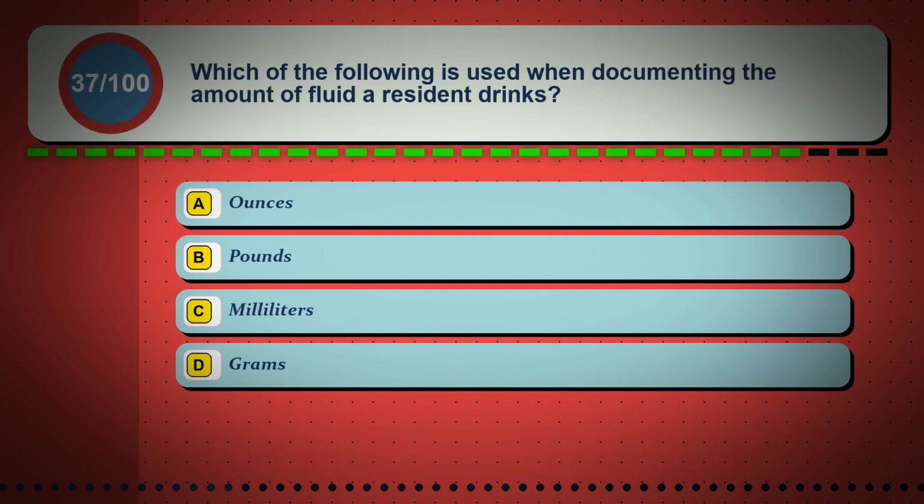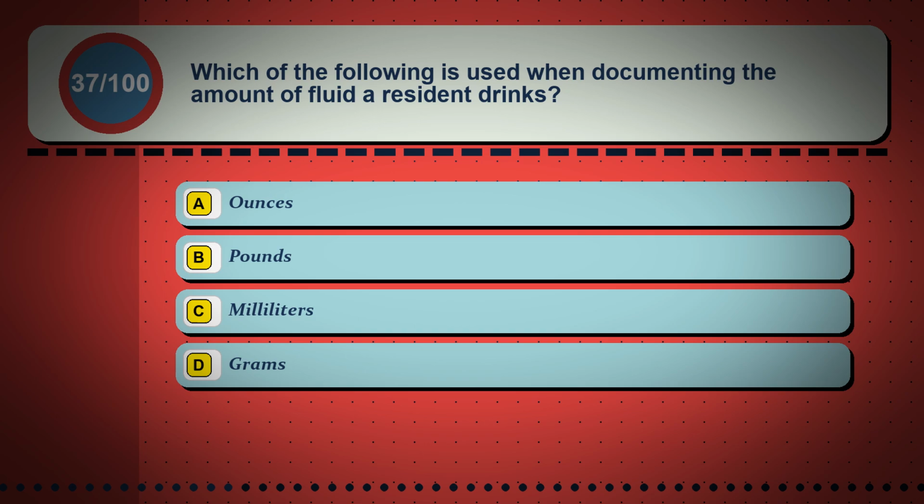Question 37. Which of the following is used when documenting the amount of fluid a resident drinks? Option A. Ounces. Option B. Pounds. Option C. Milliliters. Option D. Grams.